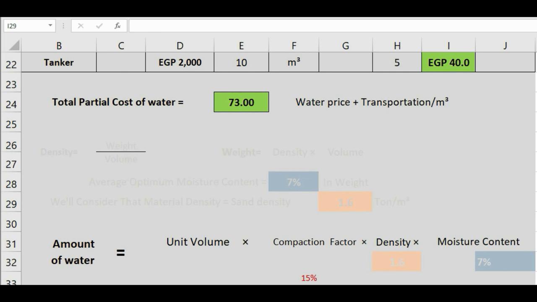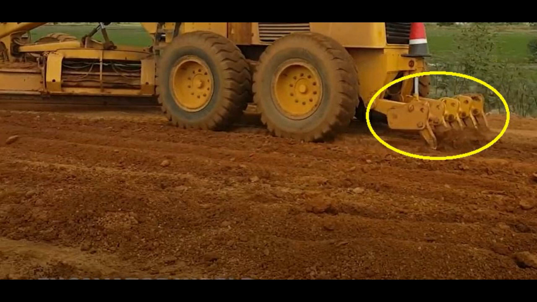Let us calculate the cost of water content in the subgrade layer. But we need first to ask a question. Do we have a layer here in this excavation item? In fact, we don't. But a layer will be automatically generated when the grader starts to scarify the bottom of subgrade surface for 15 centimeter depth, or according to the specification. This procedure is being done mainly to ensure water spray penetration to the soil to have a well compacted homogeneous subgrade layer with a proper surface.